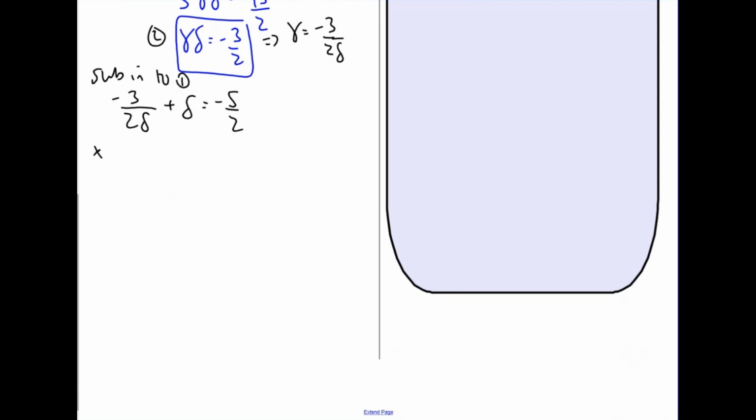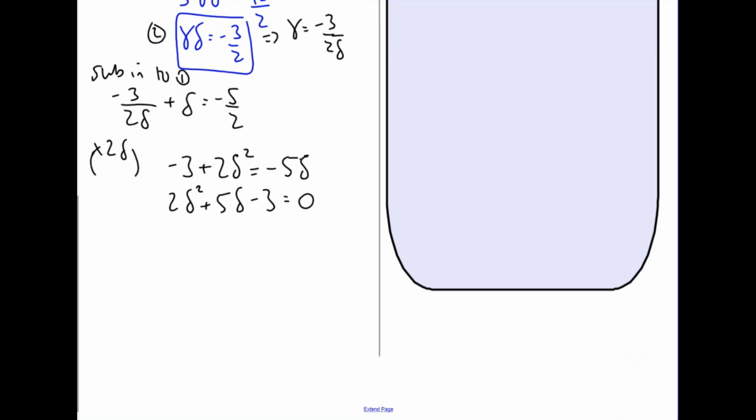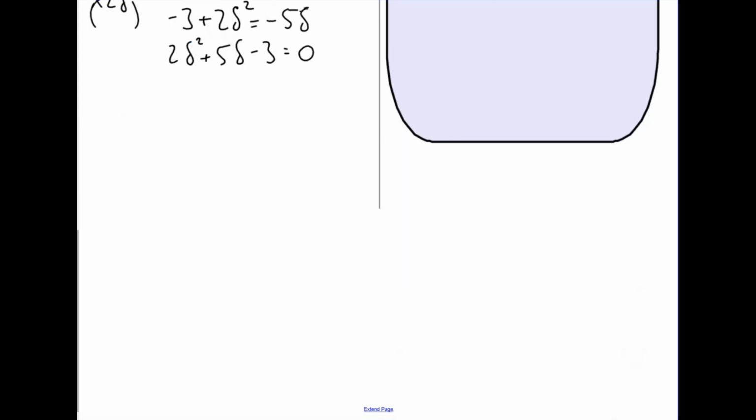I'm going to times through by 2 delta because there's 2s on the fractions that I don't like. So this will give me minus 3 plus 2 delta squared, and that equals minus 5 delta. This is a quadratic in delta. So 2 delta squared plus 5 delta minus 3, which you can solve on the calculator. You can factorize this rather than completing the square.